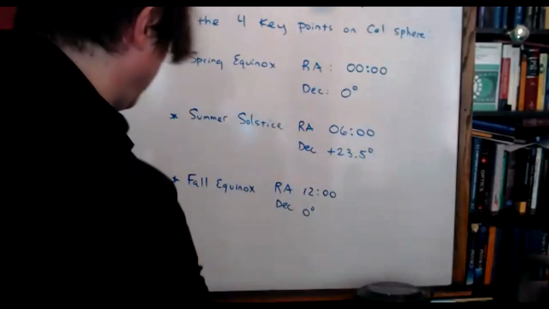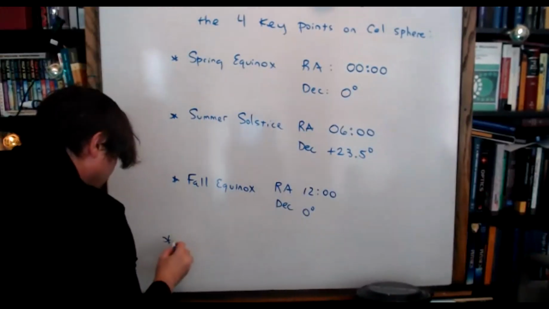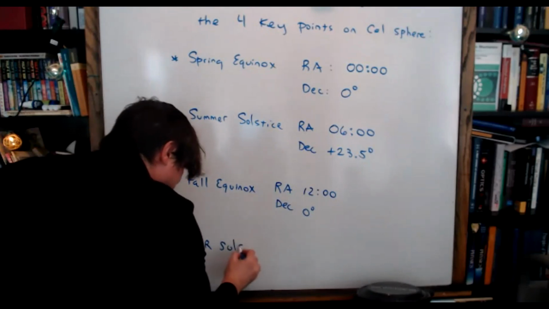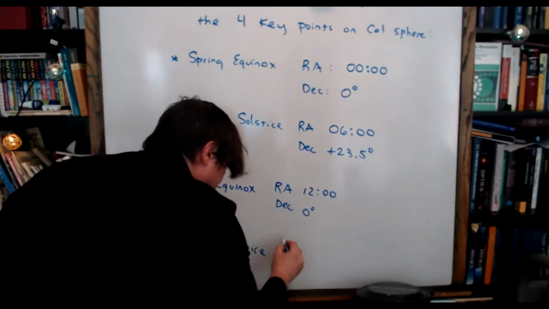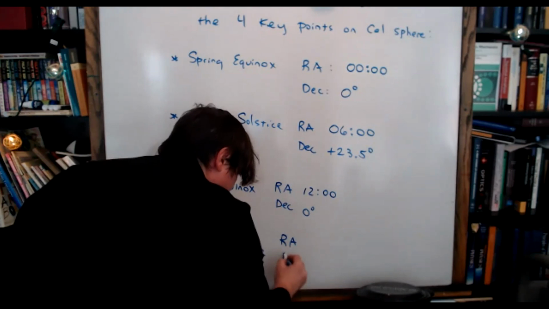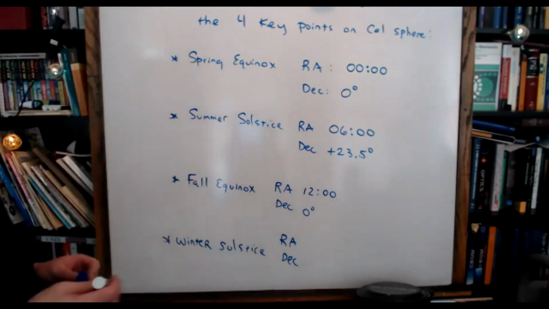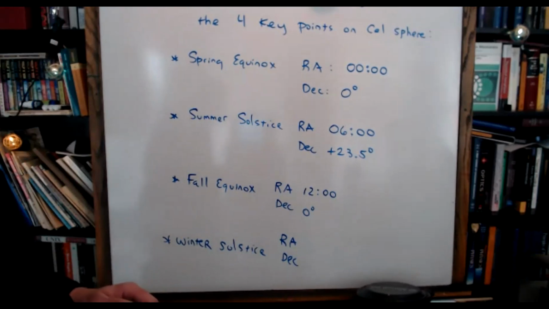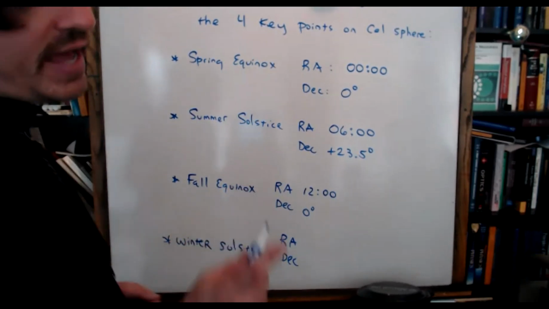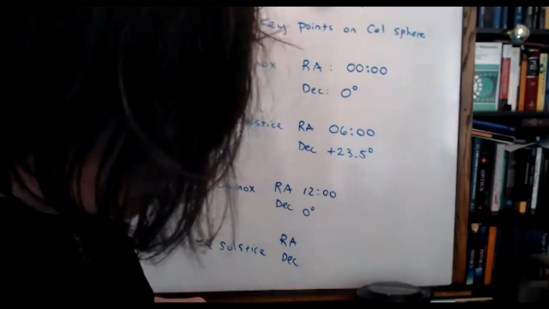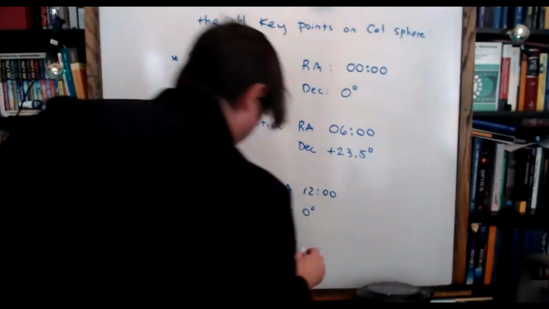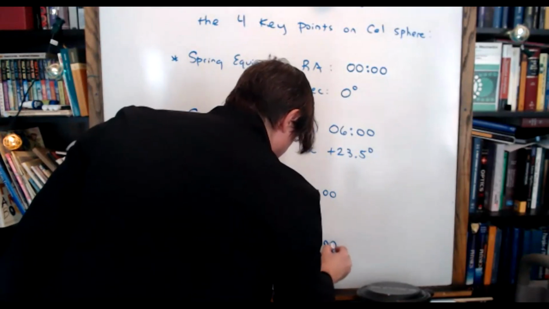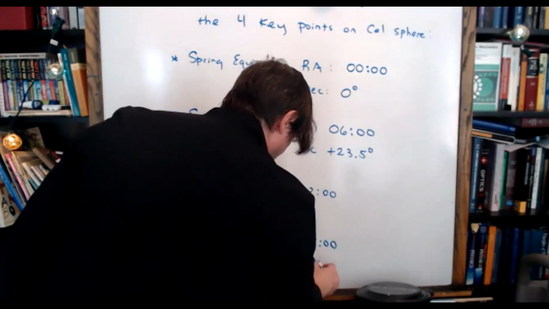Let's do the winter solstice. Anyone got that one? Would it be right ascension 18 degrees and then declination? 18 degrees? Oh, sorry, 18 hours. My apologies. And then declination would be negative 23.5 degrees. Very good.